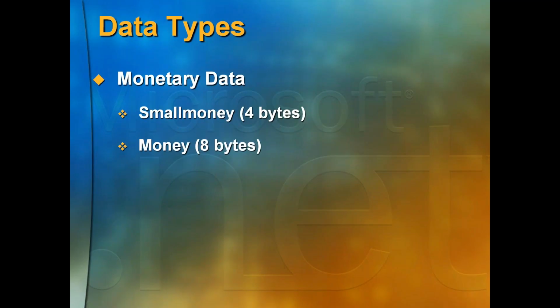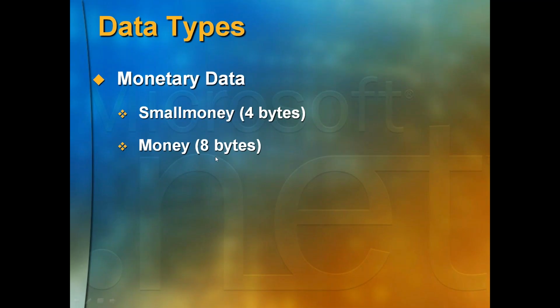Now, to store currency, we have small money and we have money. We should not use decimals and everything. Clear? Because money should have more accuracy. So small money is 4 bytes. You can accommodate up to millions of dollars.